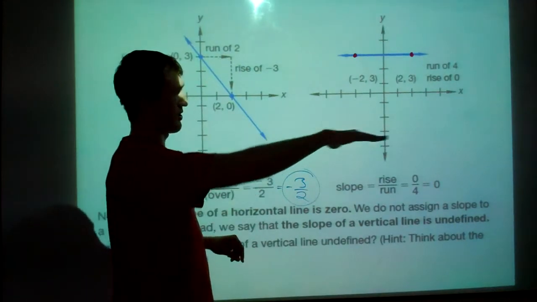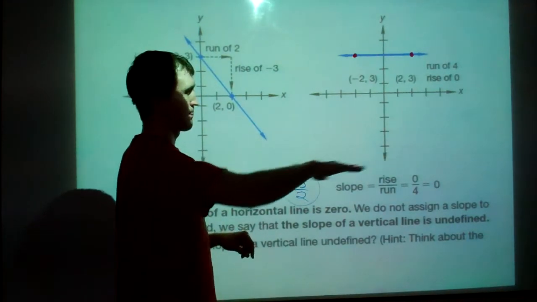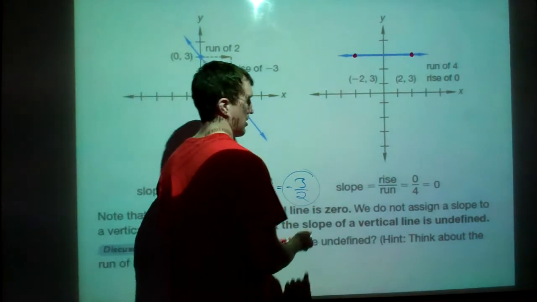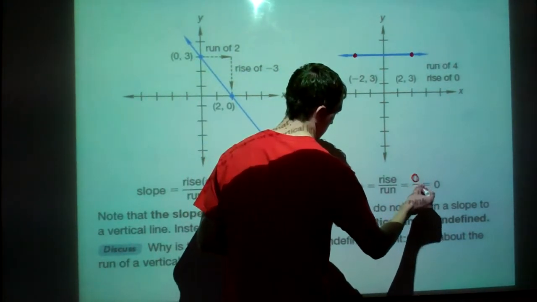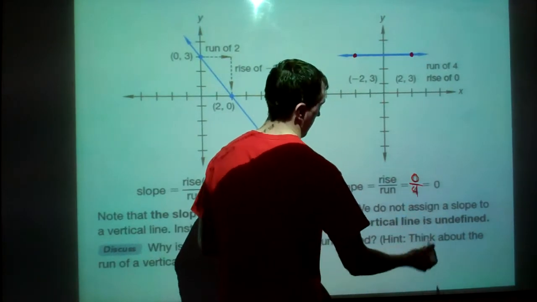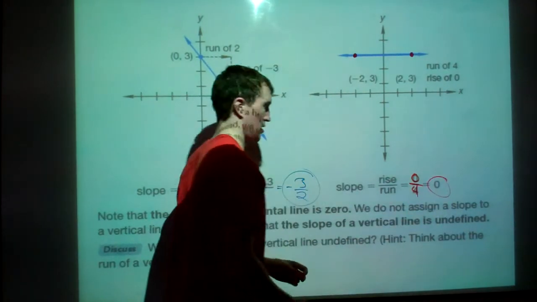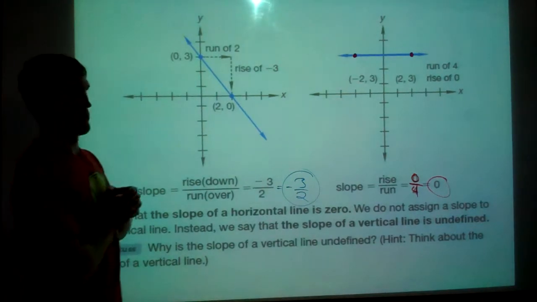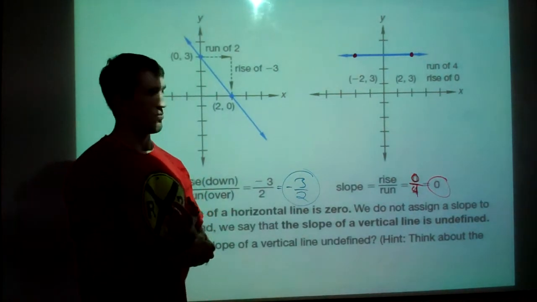We're just staying at a constant level. So the rise is 0. We're not moving up. So if the rise is 0, we get 0 over 4, and we get a slope of 0. Okay? So horizontal lines, no matter what, any horizontal line will have a slope of 0. Alright?